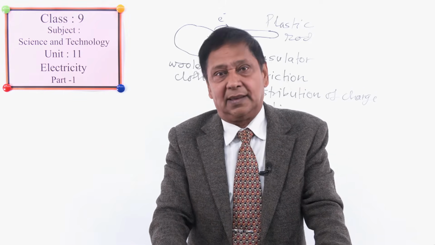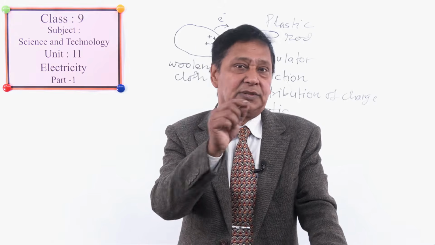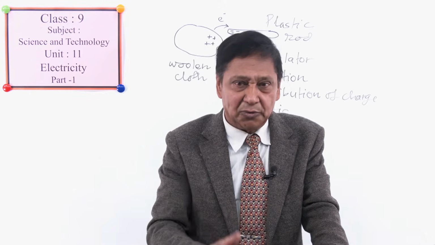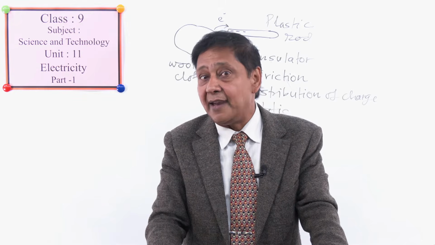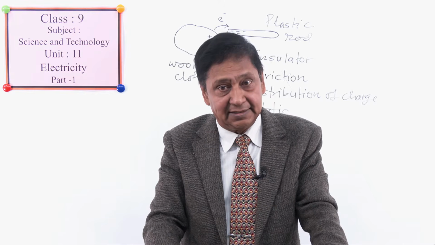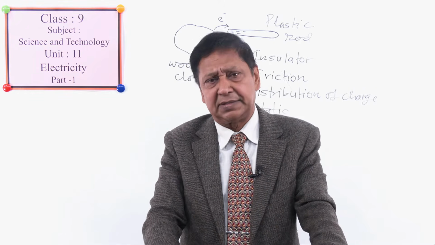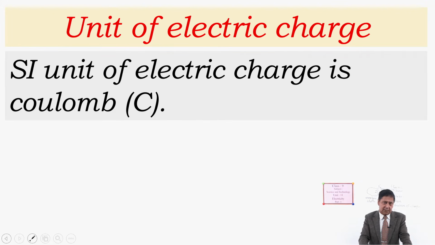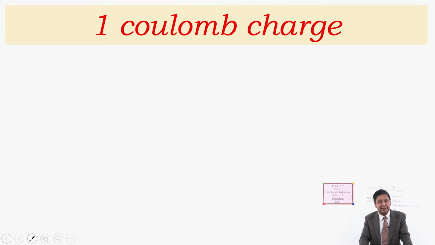Now, whether the electron or proton flows in the conductor, this is the question. Proton never flows. Electron flows, and the electrons have negative charge. Now we have to talk about the electric charge. What is the unit of electric charge? We can say the SI unit of electric charge is Coulomb. In the name of the scientist, the unit of charge is taken as Coulomb, and it is symbolized by C. And what is 1 Coulomb charge?